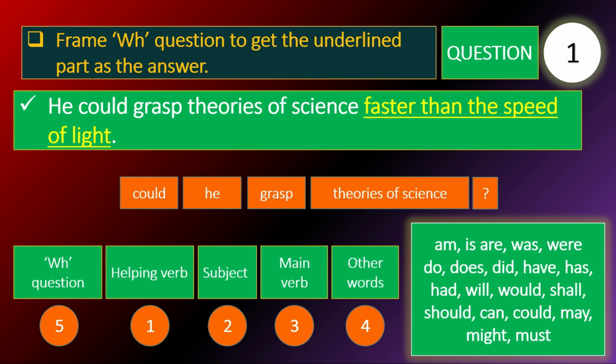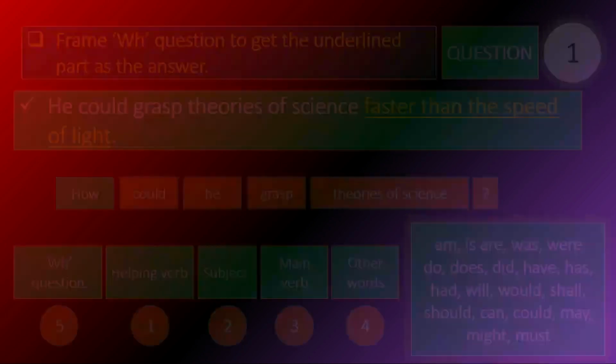So what else should we do? The instruction is to frame a WH question. So we need to ask a WH word. We have already thought of it. What is that word? Yes, how. Now the question is complete. How could he grasp theories of science? Right, I hope you have understood well. Let's move on.